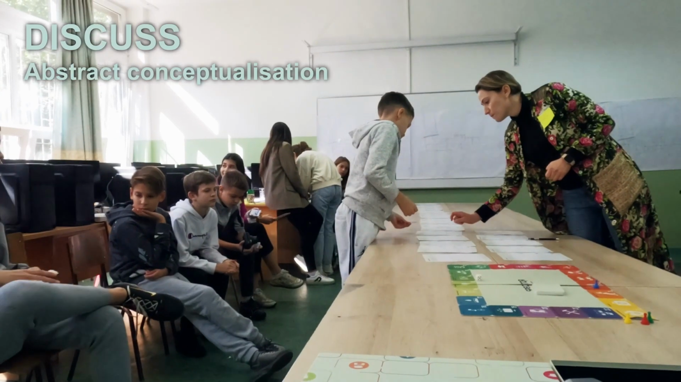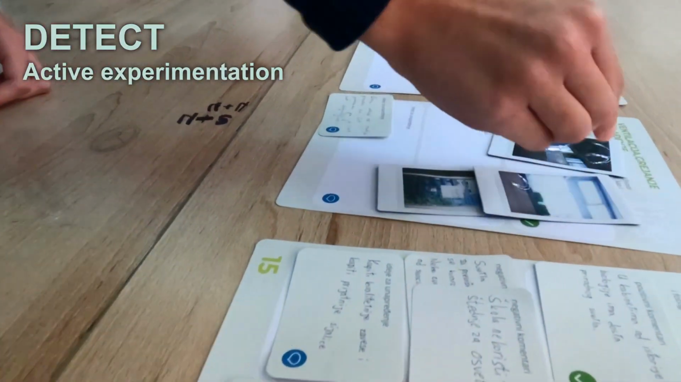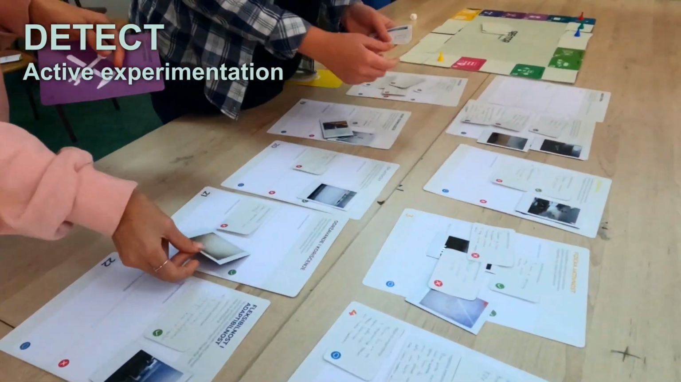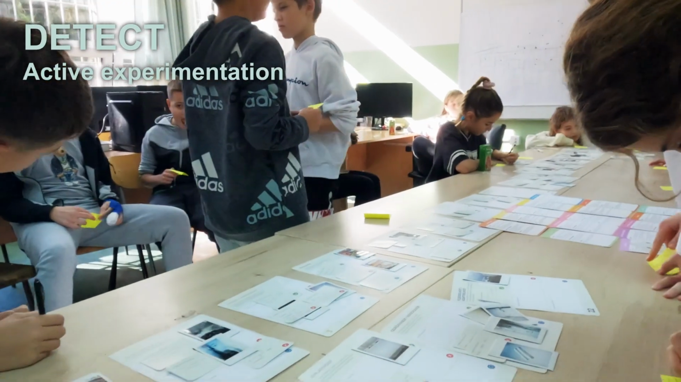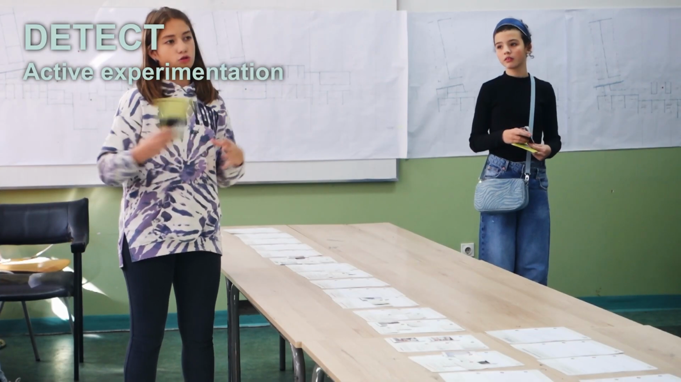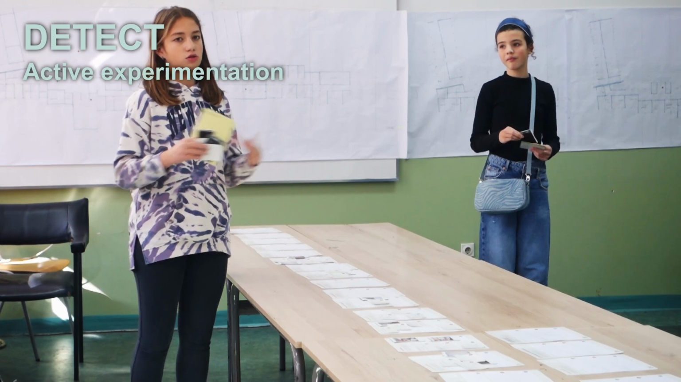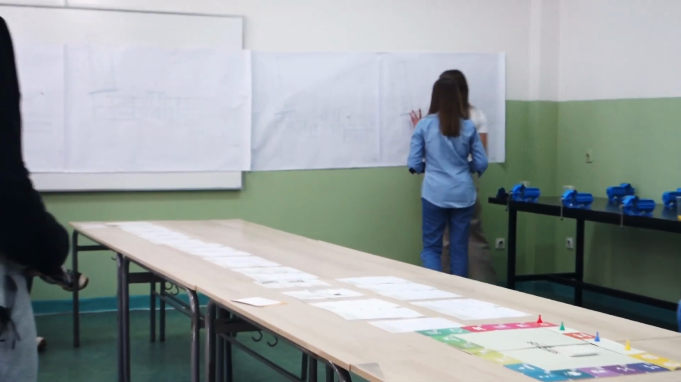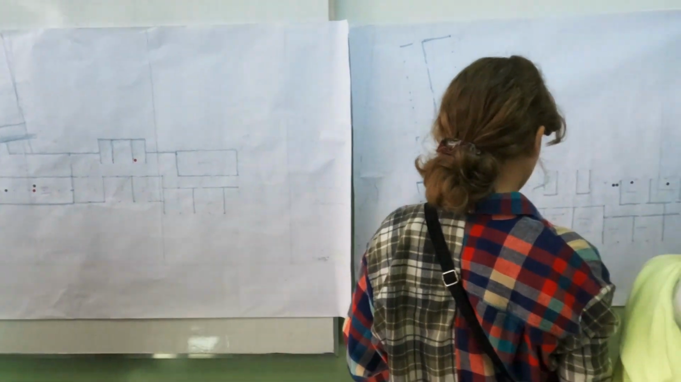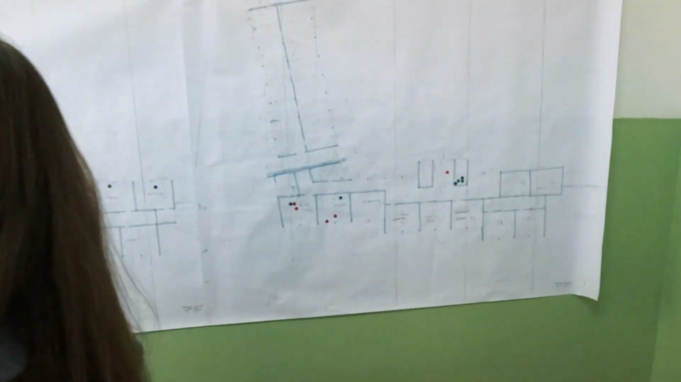During the last step, detect, pupils sort the photos and the corresponding comments on the provided evidence board. A card with an X in a red circle denotes a negative comment. A card with the check sign in a green circle denotes a positive comment, and a speech bubble in a blue circle denotes an idea for improvement. Stickers with the same color and the number of the sustainability topic are placed by players on a provided school plan to connect the school space to the sustainability topic discussed.